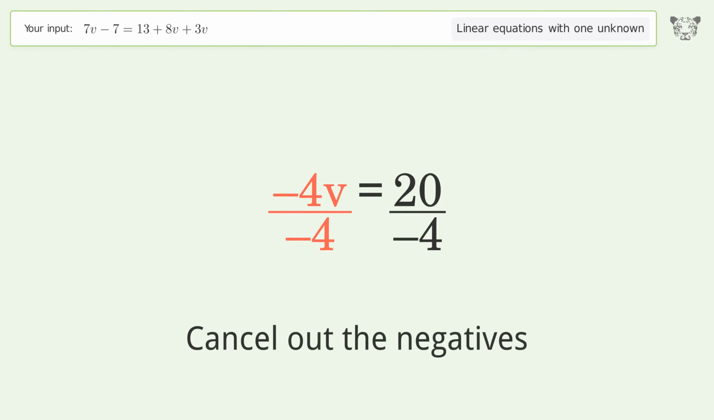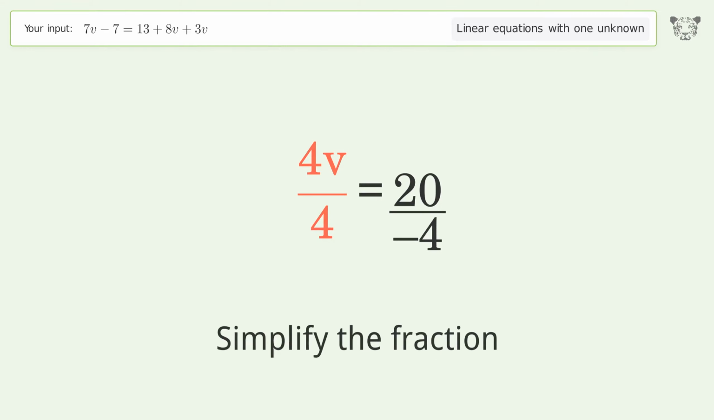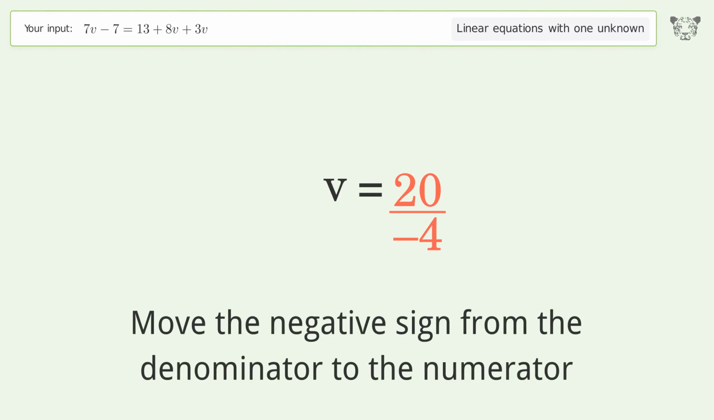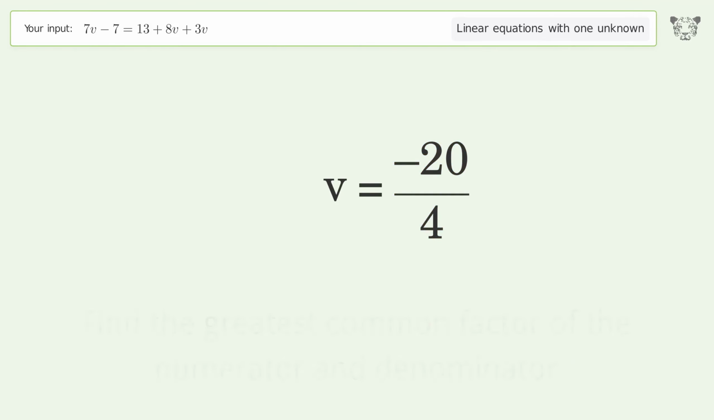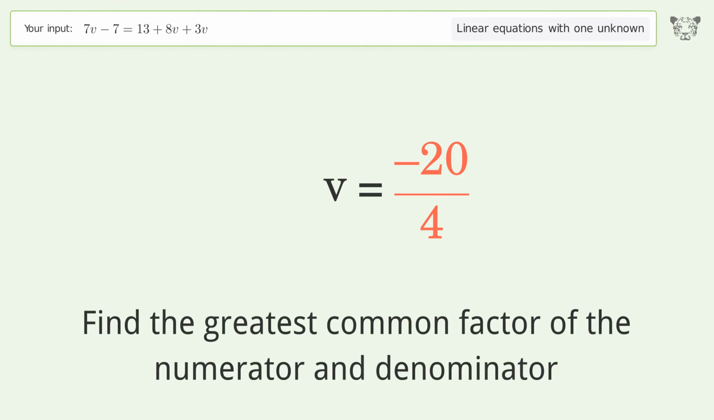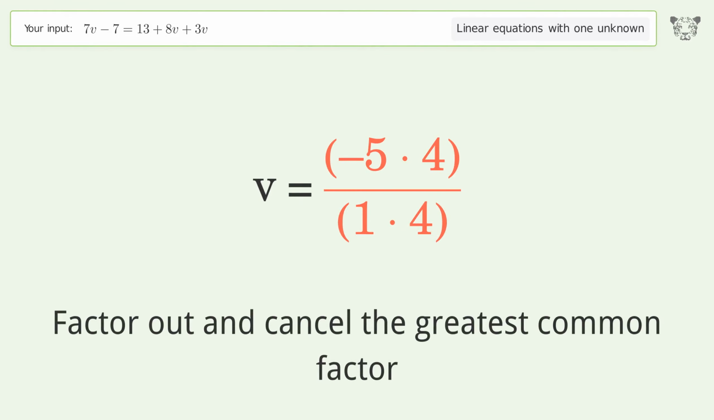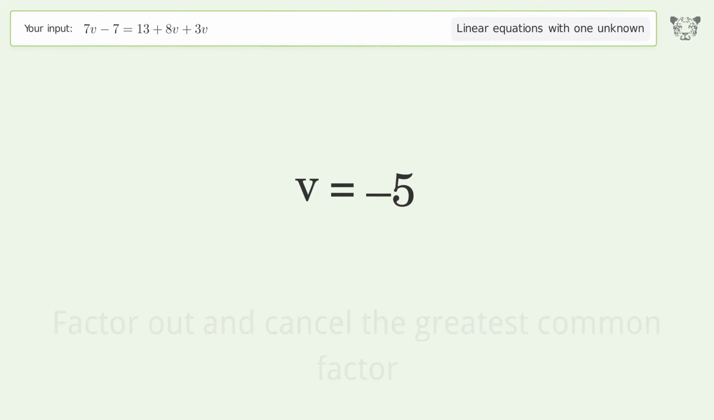Cancel out the negatives. Simplify the fraction. Move the negative sign from the denominator to the numerator. Find the greatest common factor of the numerator and denominator. Factor out and cancel the greatest common factor. And so the final result is v equals -5.